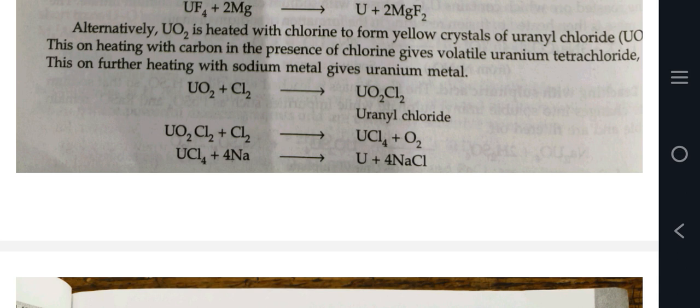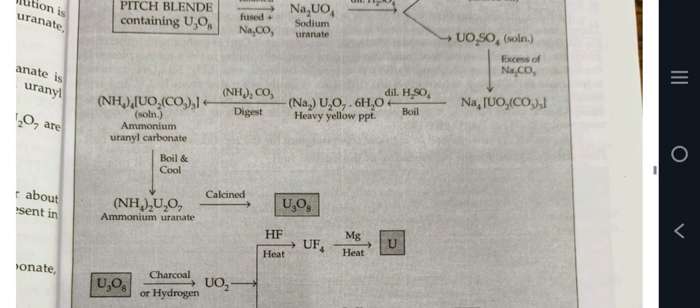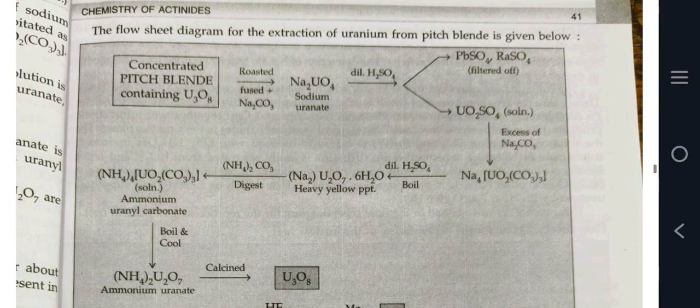Alternatively, UO3 is heated with chlorine to form yellow crystals of uranyl chloride, UO2Cl2. This on heating with carbon in the presence of chlorine gives volatile uranium tetrachloride. This on further heating with sodium metal gives uranium metal. The flow sheet diagram for the extraction of uranium from pitchblende is given below.